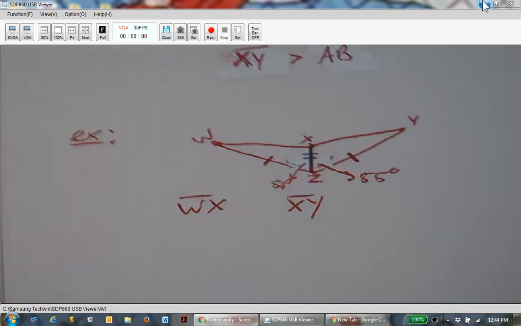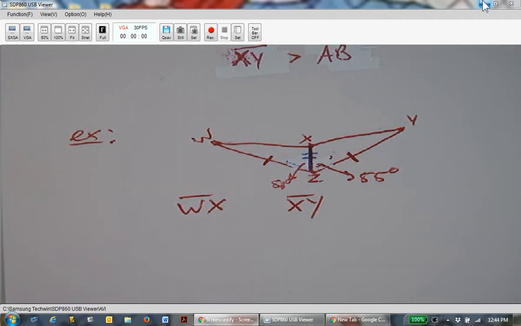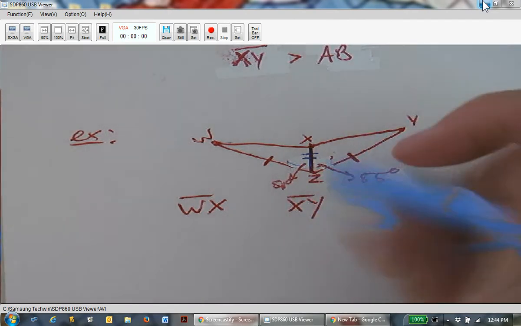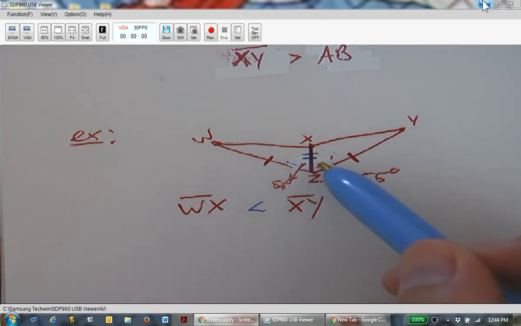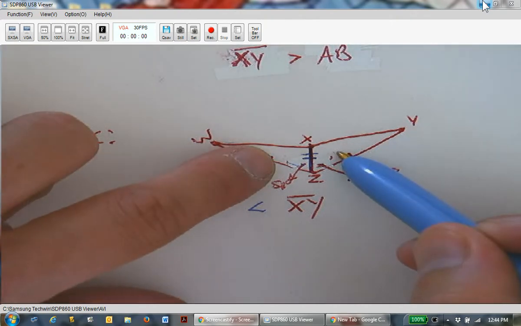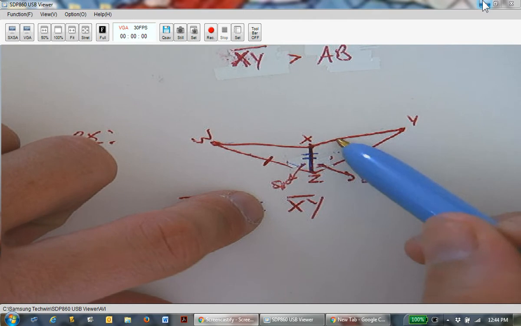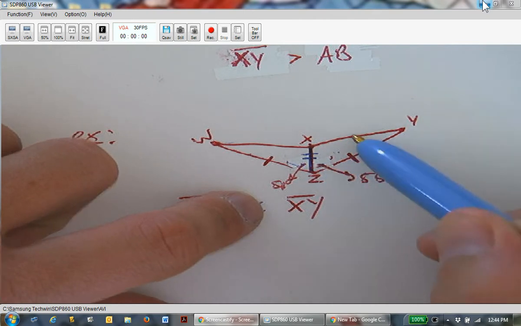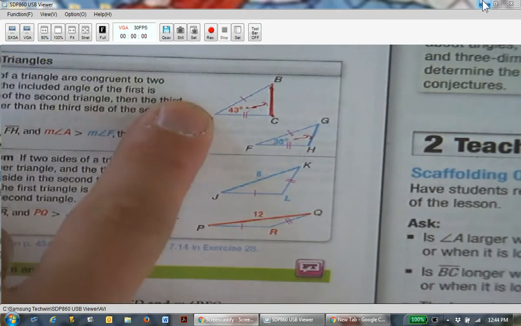But that leaves us with one more thing. Who is going to be bigger, WX or XY? Yes, Sophia? XY. XY will be bigger. And again, how did you know that? Because of the Hinge theorem. The Hinge theorem says that if you have two triangles with two congruent sides, but that third side is opposite of a bigger angle, you will have the bigger side. Okay? So again, that's what the Hinge theorem is saying here.